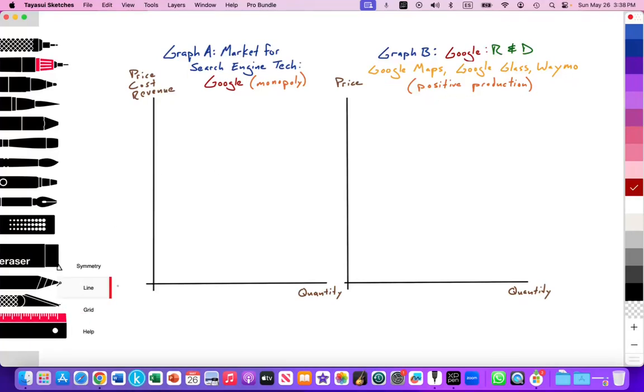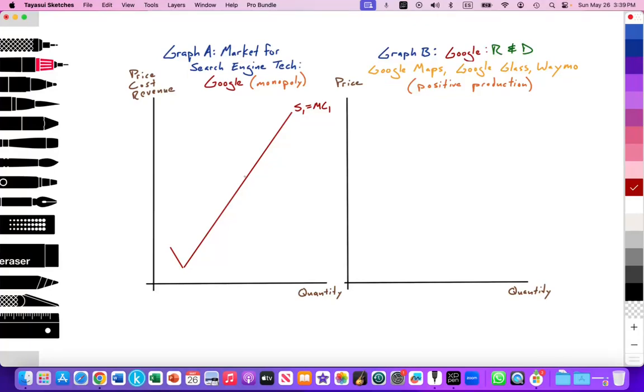So, graph A. First, I would recommend that you draw the supply curve first. Here we have this backward J shape due to the law of diminishing marginal returns. We're going to label that S1 equal to the marginal costs of production.